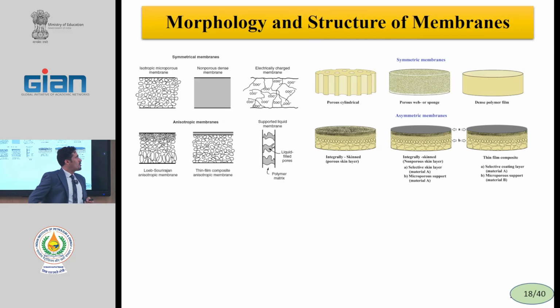About morphology and structure of membranes, the membranes can be porous or non-porous. Membranes can be symmetric or asymmetric, isotropic or anisotropic. Symmetric is equal to isotropic, asymmetric is equal to anisotropic.